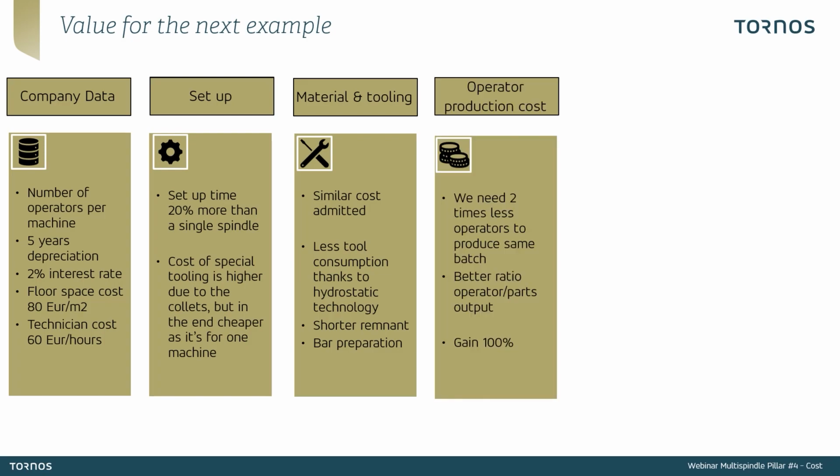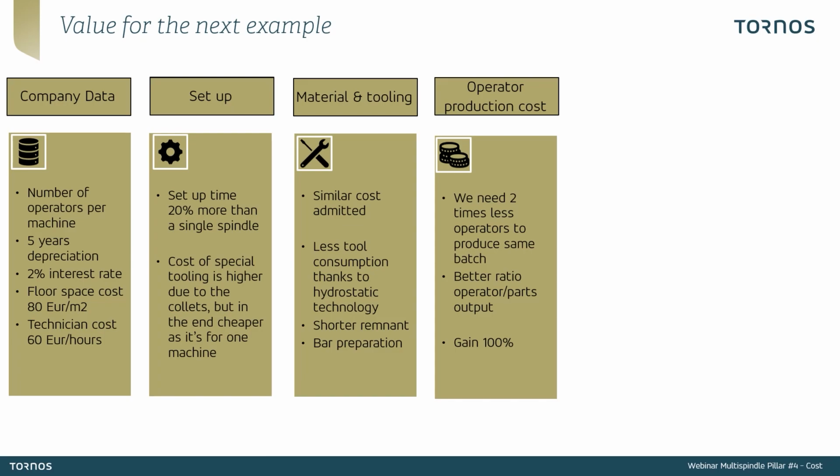Operator production cost. So here, basically we need 2 times more operators, but as we produce 4 times more parts, at the end it is like we need half the operators to produce the same amount of parts. So this makes a gain of 100%.